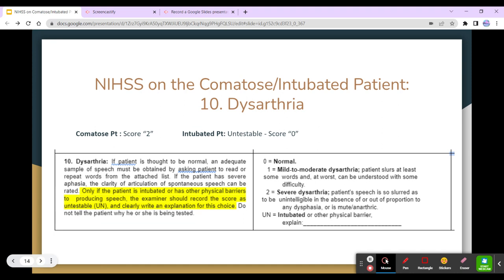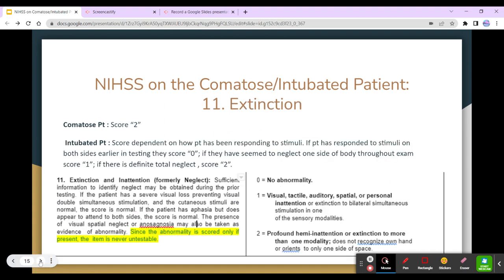Number 10, dysarthria. A comatose patient automatically gets a 2. An intubated patient, this is considered untestable, and therefore the patient would get a 0. Number 11, for extinction, a comatose patient automatically scores a 2. An intubated patient, the score is dependent on how the patient has been responding to your stimuli.